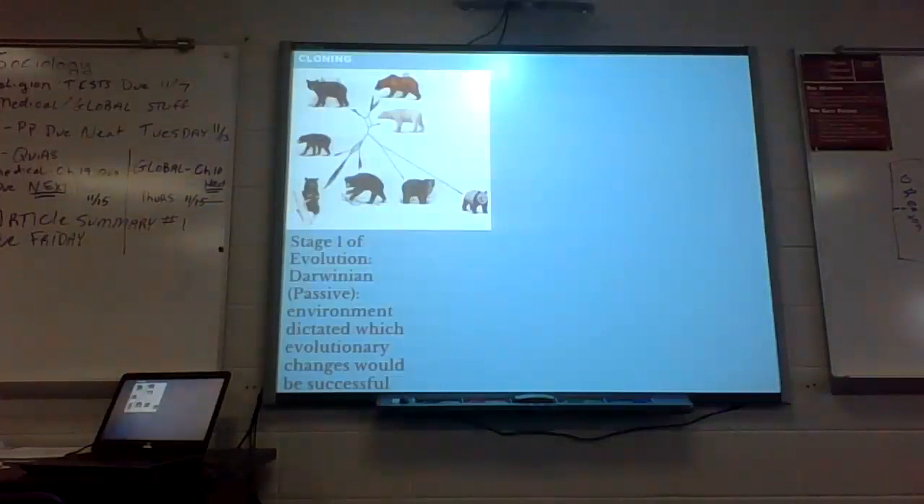A mutation caused a bear to be born with white fur, and that white-furred bear was not hunted in the Arctic because the predators could not see the white bear, but they could see the brown bears. So they hunt brown bears. The white bear, camouflaged in with the snow, survives, meets Mrs. Bear, has white bear children. Evolution, but it's totally random.